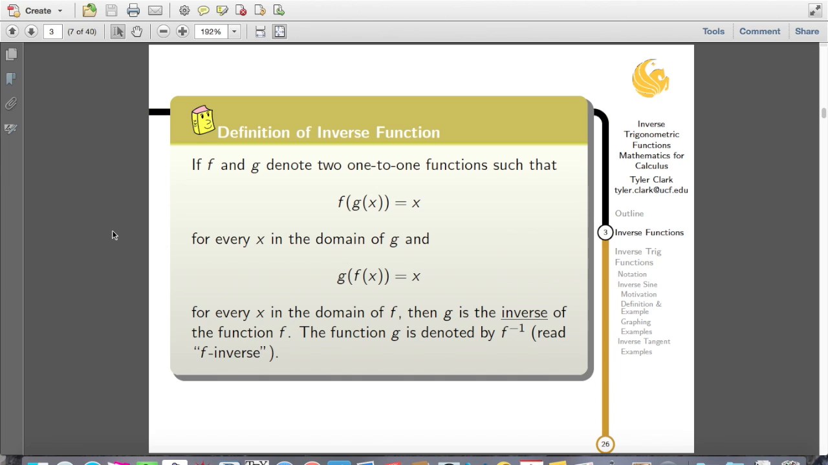So let's recall the definition from Young's textbook. It says, if f and g denote two one-to-one functions such that f of g of x equals x for every x in the domain of g, and g of f of x equals x for every x in the domain of f, then g is the inverse of the function f. And we say that the function g is denoted by f to the negative first. And remember that this negative 1 here does not mean 1 over f. This is just a notation that indicates to us that this is f inverse.